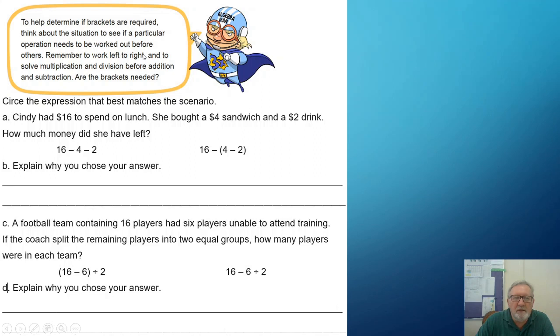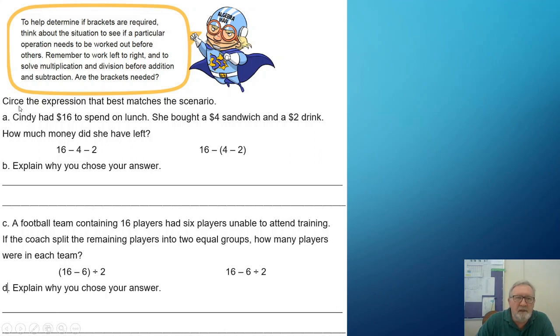Now there's a clue at the top. To help determine if brackets are required, think about the situation. So you've got to actually read the story and think about what is happening in this situation. And you need to see if a particular operation needs to be worked out before the others. Remember to work left to right and to solve multiplication and division before addition and subtraction. So the question posed is, are brackets needed?